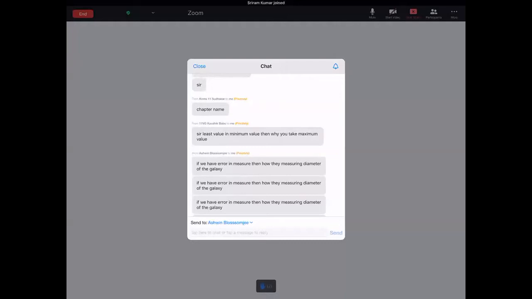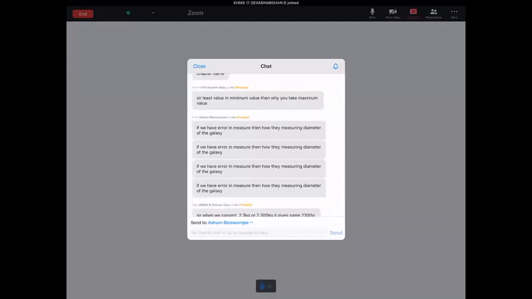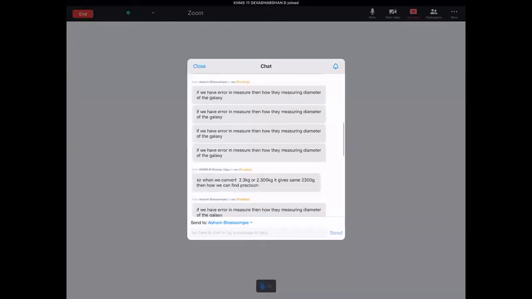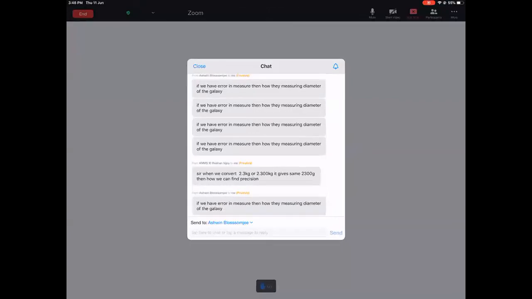Sir, if we have error in measuring, then how do they measure diameter? There is an error in that also. That is why they are measuring again and again. Same question. Basically, because it's a debatable question, people are measuring again and again. If we were all very confident about it, we would not be measuring it again and again.